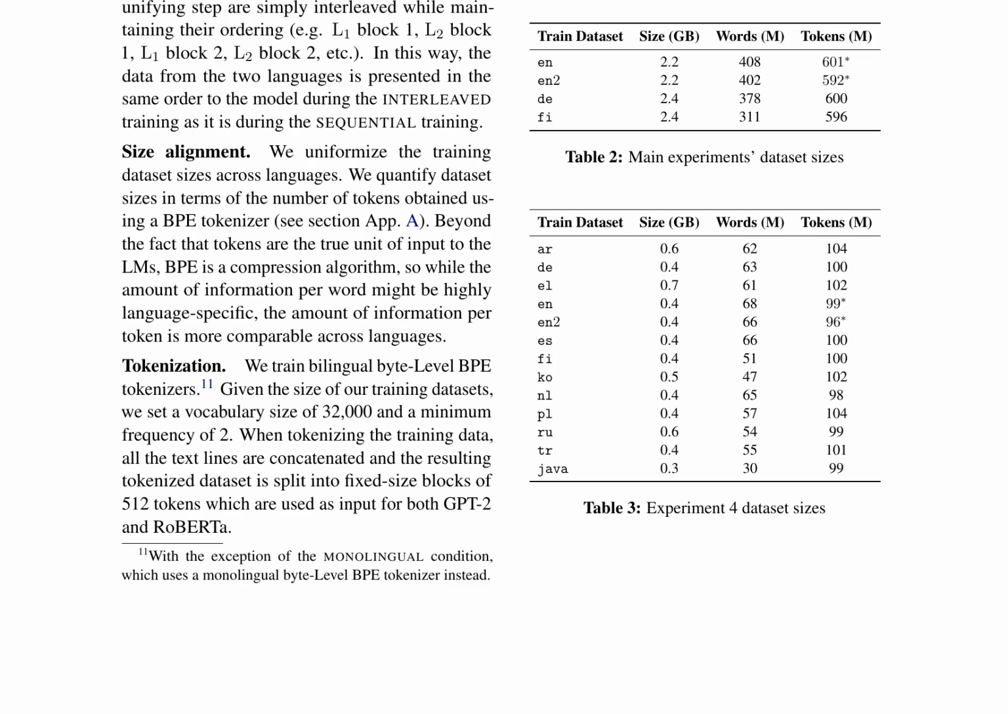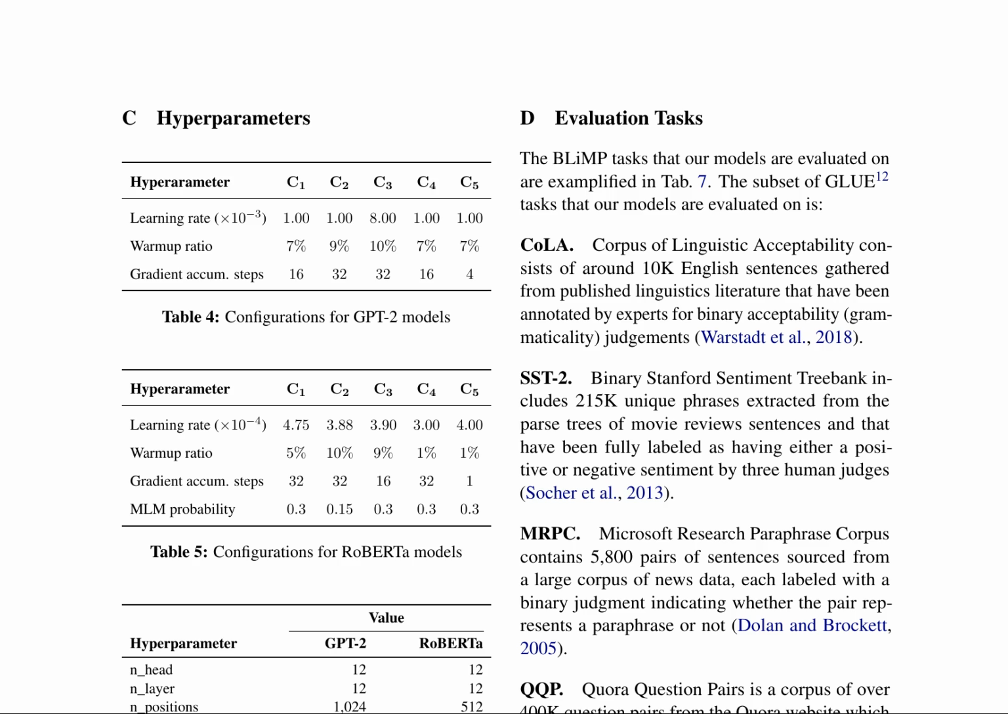The preprocessing pipeline ensures that the data is cleaned, unified, and interleaved to facilitate training and evaluation of the models, enabling a fair comparison across languages and models. The hyperparameter configurations for the GPT-2 and RoBERTa models used in the experiments are presented in Tables 4 and 5, respectively. These tables detail the learning rates, warm-up ratios, gradient accumulation steps, and masked language modeling probabilities employed. The fixed hyperparameters for the GPT-2 models are outlined in Table 6, encompassing the number of attention heads, layers, and embedding dimensions, as well as the optimizer, learning rate scheduler, and other training settings.